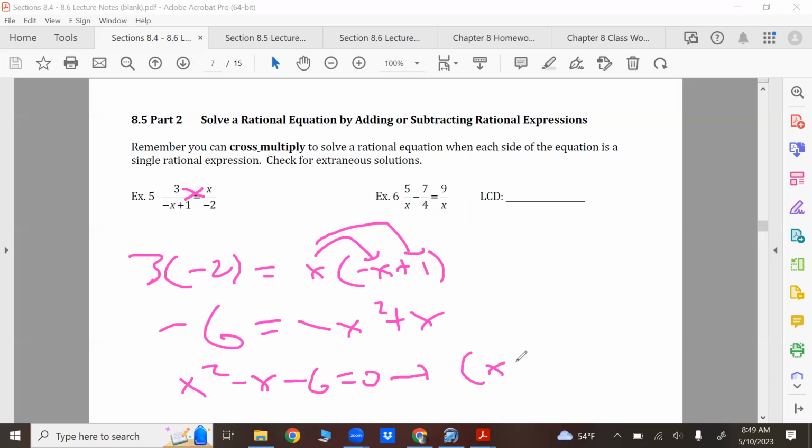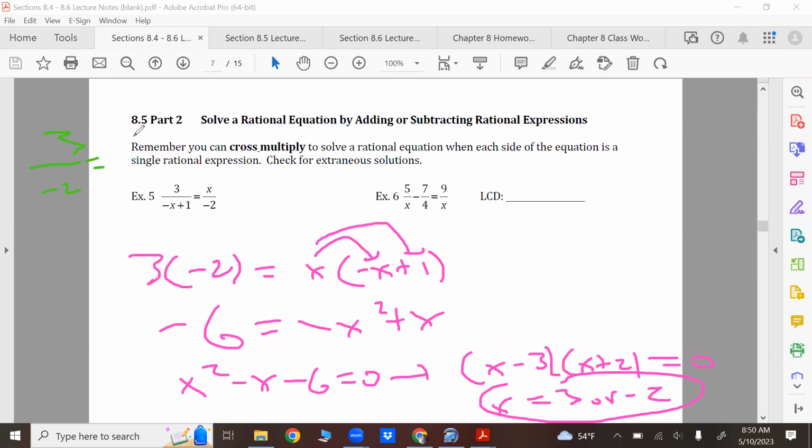So now I should be able to factor correctly. x minus 3 times x plus 2. x equals 3 or -2. Now, if I check my work, just to make sure I did it right, because you should always do that. If I plug in 3, I should get 3 over -2 on the other side. I do get 3 over -2. But I was going to actually have -3, and I would have had a different answer if I did that. If I plug in -3, I would have 3/4 and 3/2. So that would have been a problem.